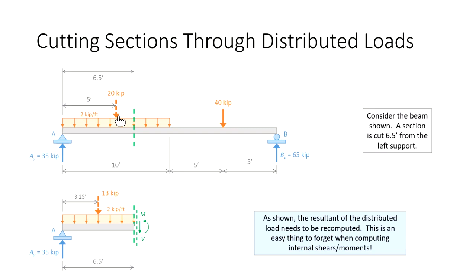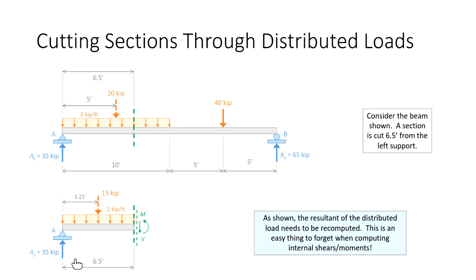What happens if I wanted to take internal shears and moments like right here? Okay, so let's say I cut a section and I look to the left. That distributed load's different now. It's no longer 2 kips per foot over a distance of 10 feet. It's 2 kips per foot over less than that, like this 6.5 feet. So when I idealize that as a point load, it's no longer 20 kips. It's now something else. In this particular instance, it's 13 kips because it's 2 kips per foot over a distance of 6.5 feet.